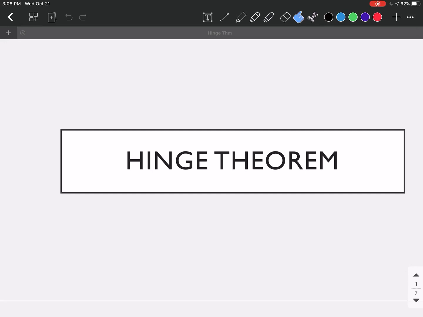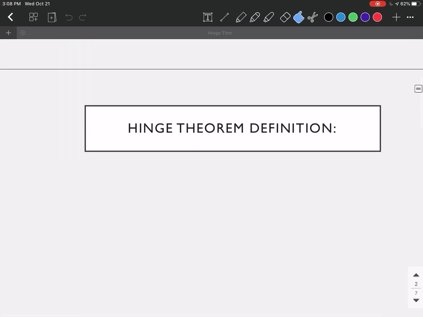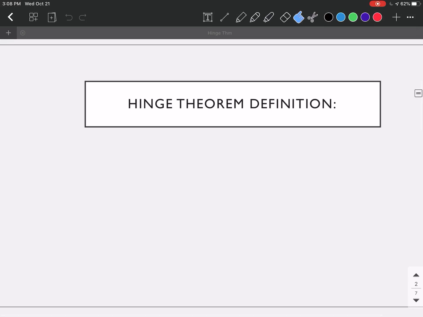All right, today we're going to talk and learn a little bit about the Hinge theorem. So we're going to have two definitions about the Hinge theorem, one being the original and one being the converse. So let's just start with the original.